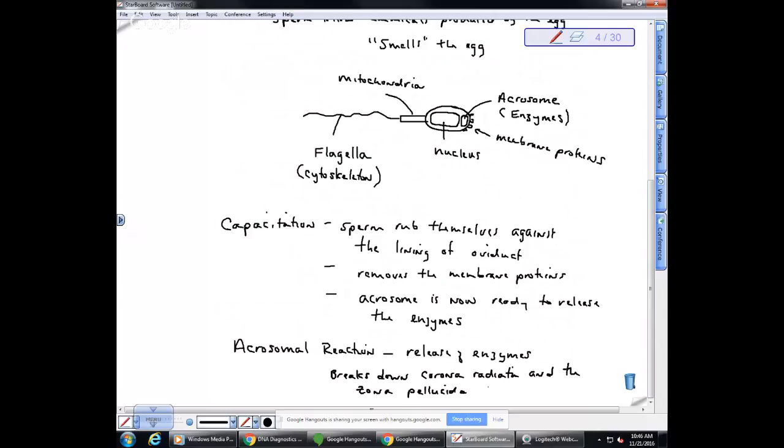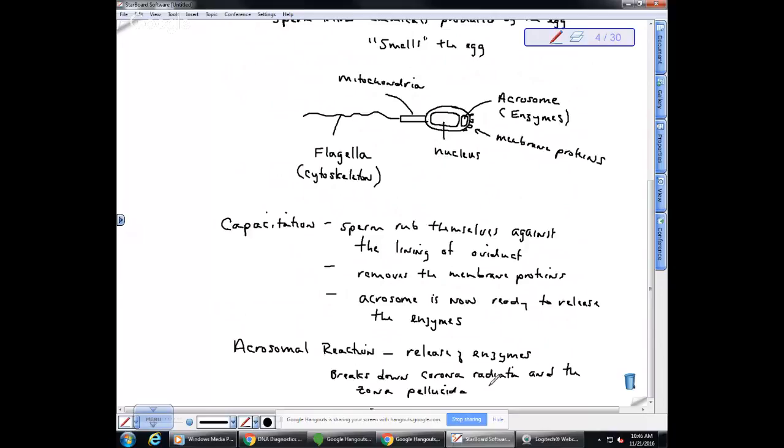So remember, the corona radiata is composed of cells, the radiating crown around the embryo. And then the zona pellucida is actually glycoprotein. So it's a protein, and that forms the outer kind of membrane. Okay.